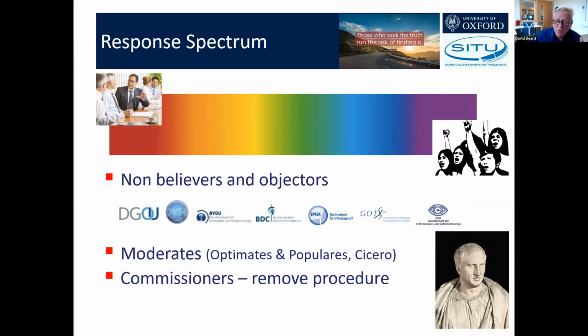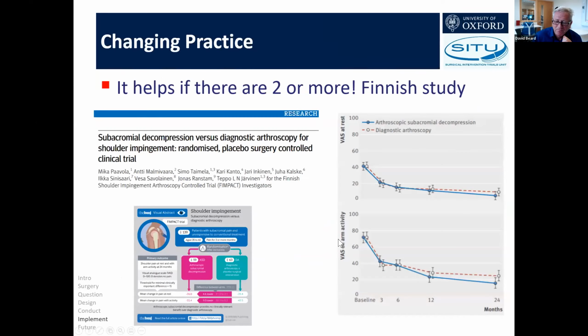Nobody does this anymore. And I think that is wrong too. So the point of doing these studies is to allow objective, sensible clinicians to make a decision. And I call them, in the Roman world, they'd be called moderates, or optimates and populares, and they're sort of wedded to the beliefs of Cicero. We like to think that that middle ground is where we should probably sit. Not this end of the spectrum and not the other end of the spectrum.